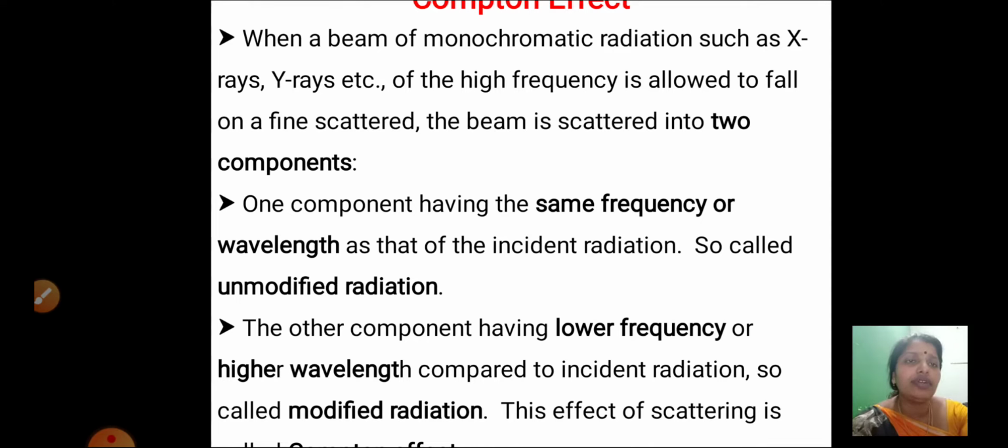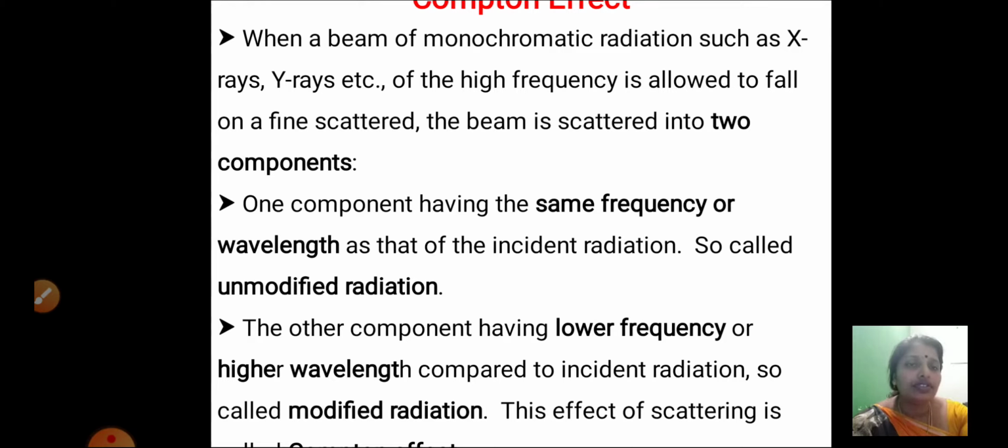The other component has lower frequency or higher wavelength compared to the incident radiation, where frequency and wavelength are reciprocal. According to de Broglie wavelength, lambda equal to h by p, p equal to mv. And nu equal to c by lambda, so lambda equal to c by nu.